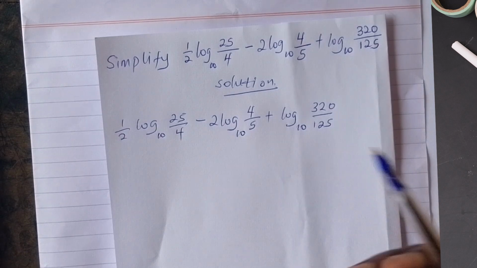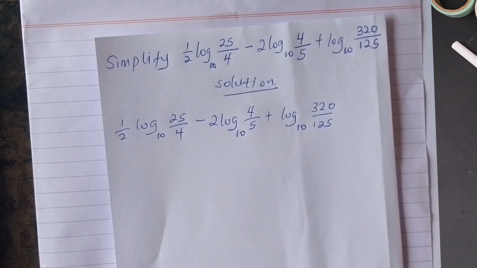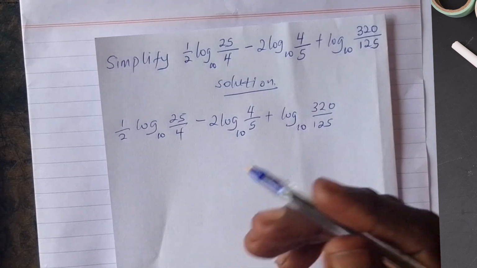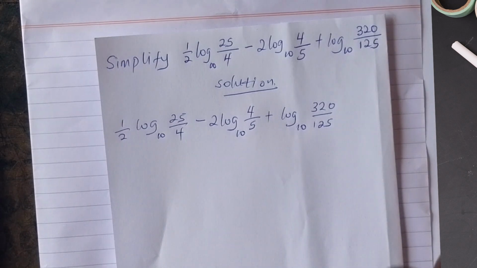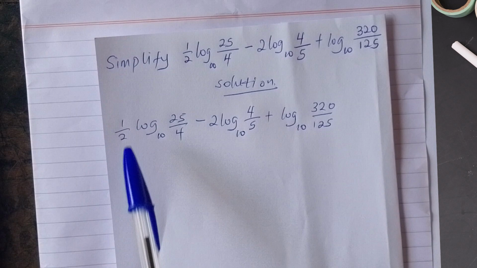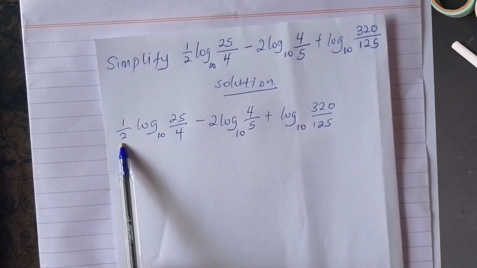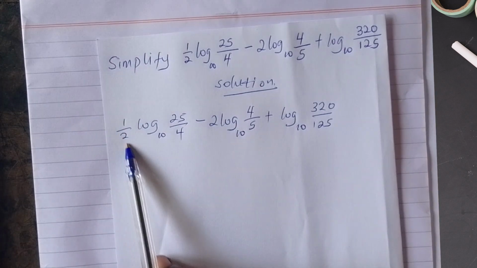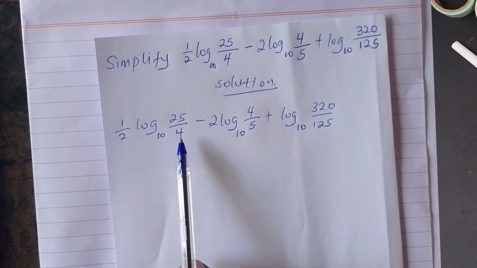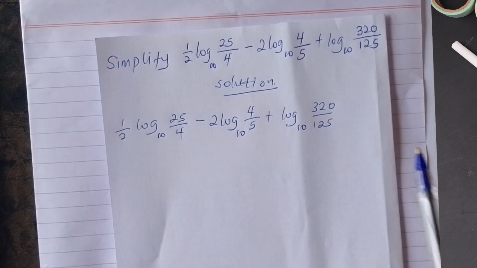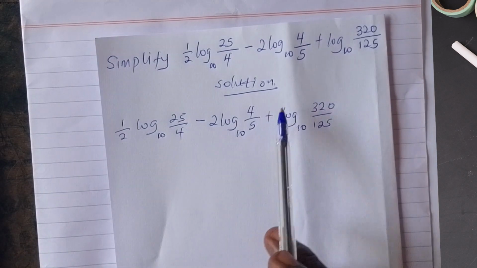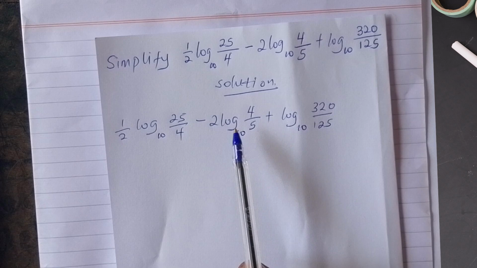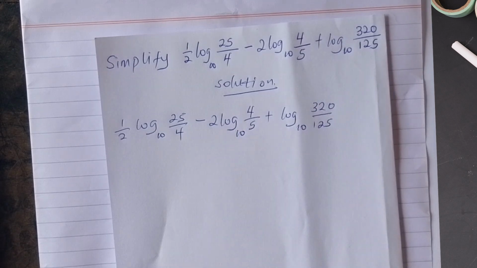One of the laws of logarithm is that when we have log of a number with a power, the power moves to become a multiplier. Just like there is a half, 1 over 2, here, there is another 2 here. 1 over 2 is multiplying the log of 25 over 4 to the base of 10. Likewise, 2 is multiplying the log of 4 over 5 to the base of 10.